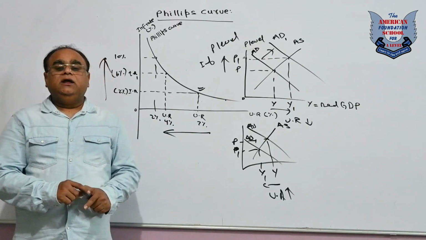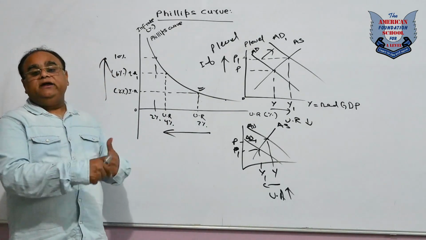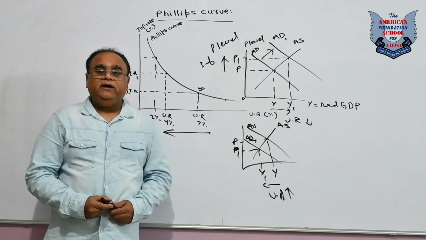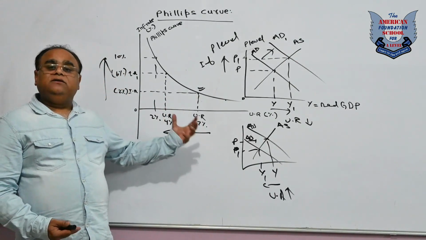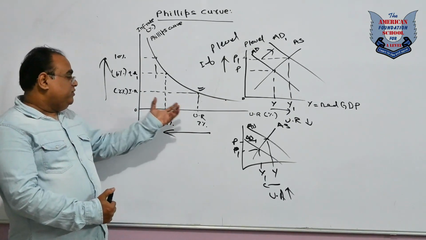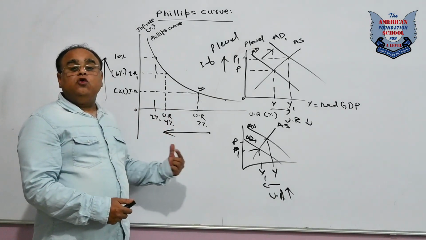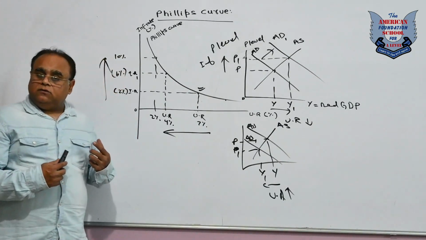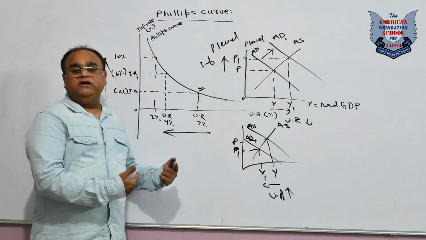In the next class, we will study the criticism of the Phillips curve, because in later years, Milton Friedman, a very famous economist, and Anna Schwartz criticized the theory of the Phillips curve, and they proved that for a short period of time, the relation between inflation and unemployment is true, but in the long run, there is no trade-off between inflation rate and unemployment rate. That was their point of view, which we will discuss in the next class. I hope you understand the points.